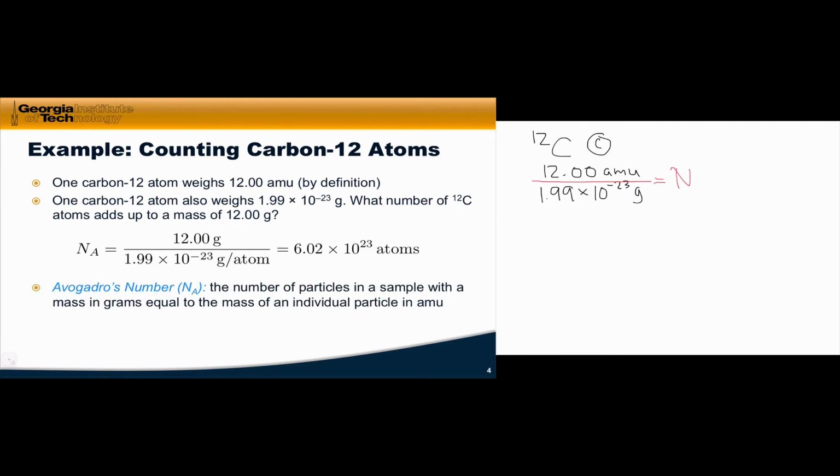Avogadro's number is special because it's the number of particles in a sample, any sample, as we'll soon see, with a mass in grams equal to the mass of an individual particle of the substance in atomic mass units. So this means once we know the mass of a single particle, we can count molecules using Avogadro's number. Does this work only for carbon-12? Well, actually, no, it works for any element.